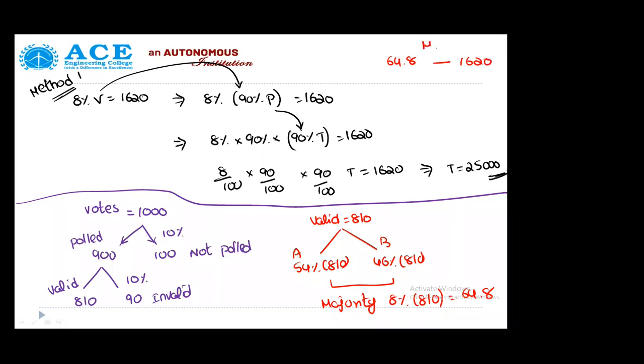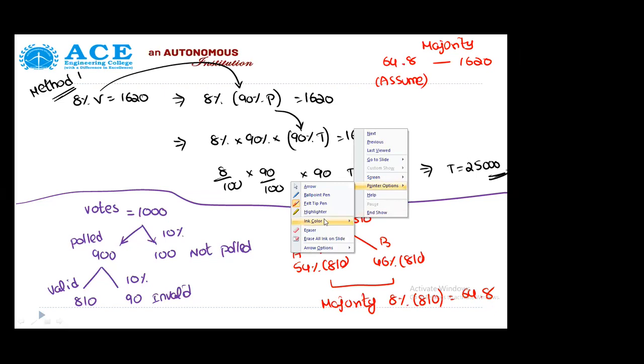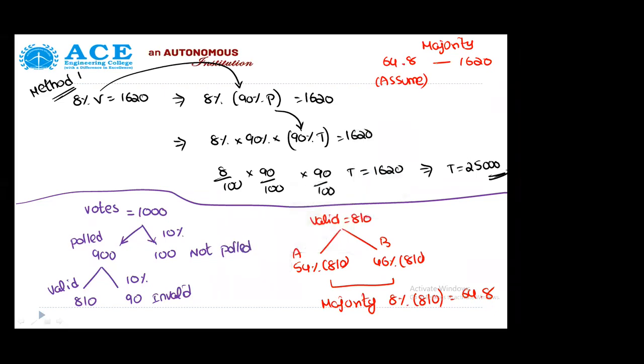Now, what is the relationship here, my dear friends? You assumed 1000 and got 64.8, but the correct value is 1620. To do this correction, you just divide 1620 by 64.8 and you get 25. Meaning the correction factor is into 25. To get the correct number of voters, we should multiply by 25.